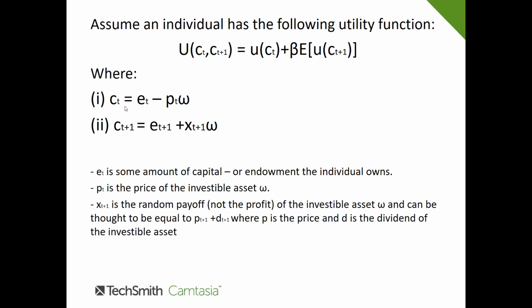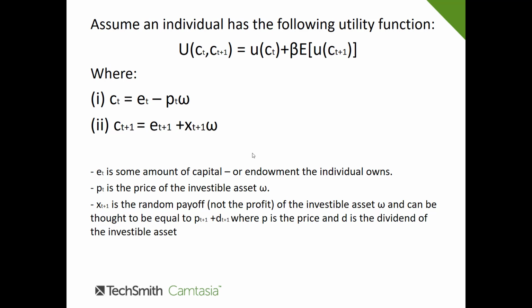Next, I have two constraints. First, my first constraint is that consumption in time period t is equal to some endowment minus the price times some investable asset omega. So ET here is some amount of capital or endowment that the individual has.